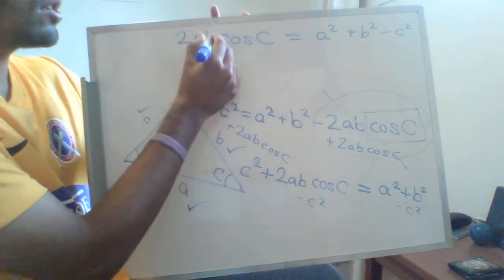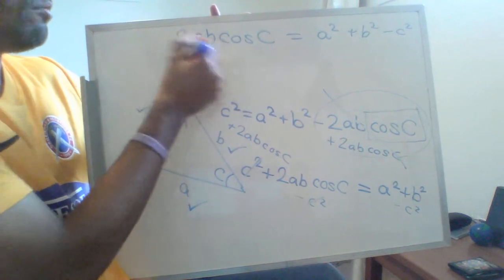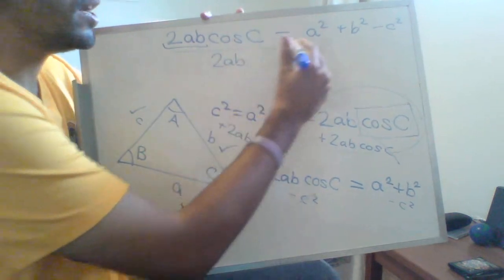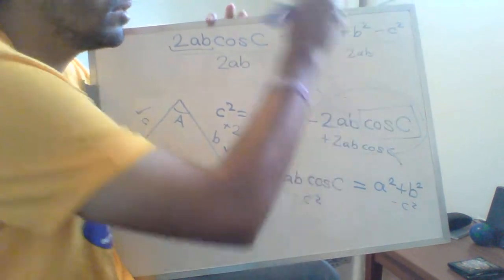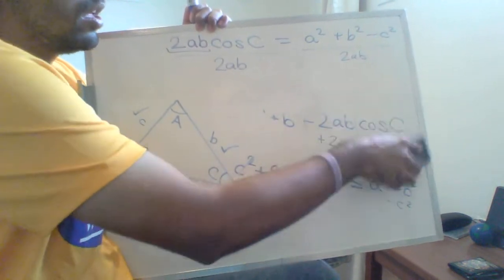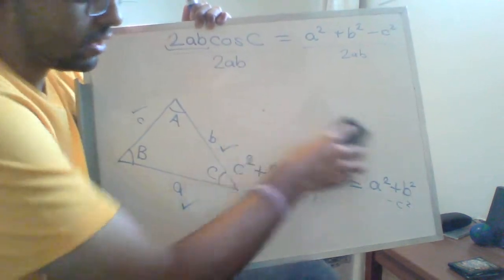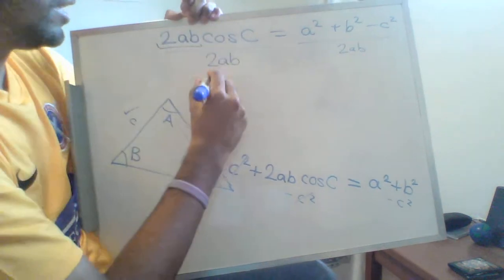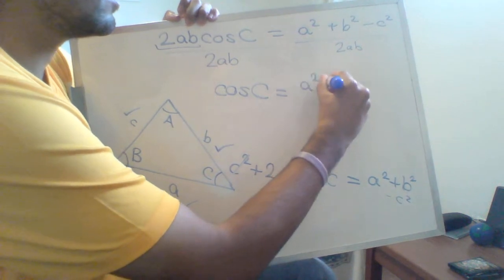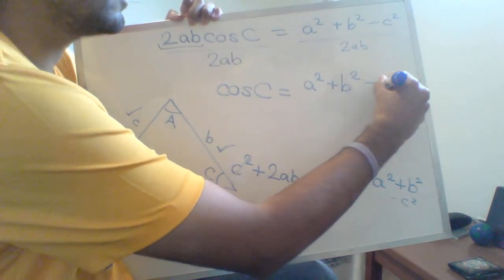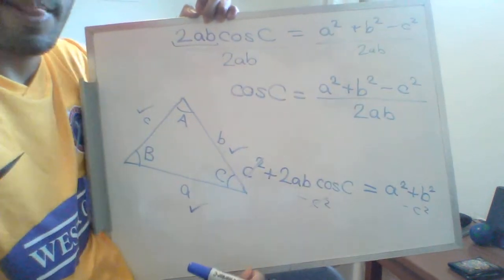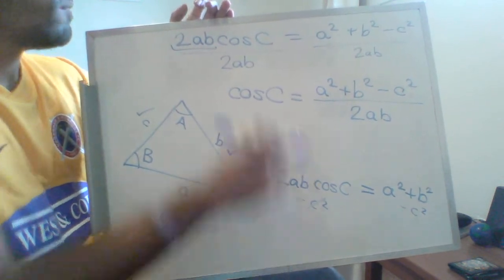Now we're almost done because we want cosine of C by itself, but we've got this 2ab over here. Because it's all being multiplied, we can just divide both sides by 2ab. Like so. And what this leaves us with is our final form of the cosine law when you're solving for an angle, which is cosine of angle C is equal to a squared plus b squared minus c squared, divided by 2ab. Okay, hopefully that's making sense.